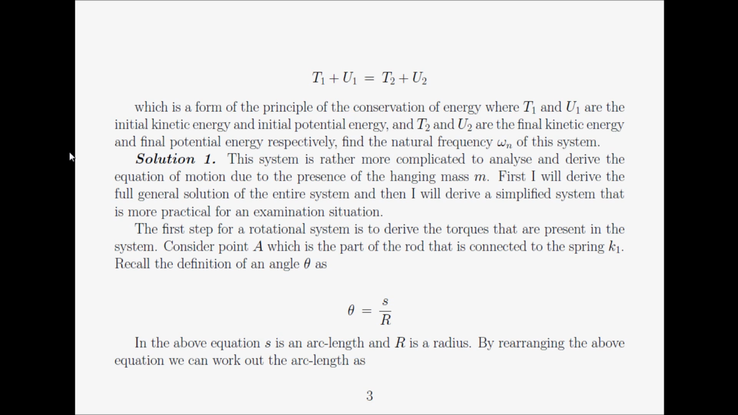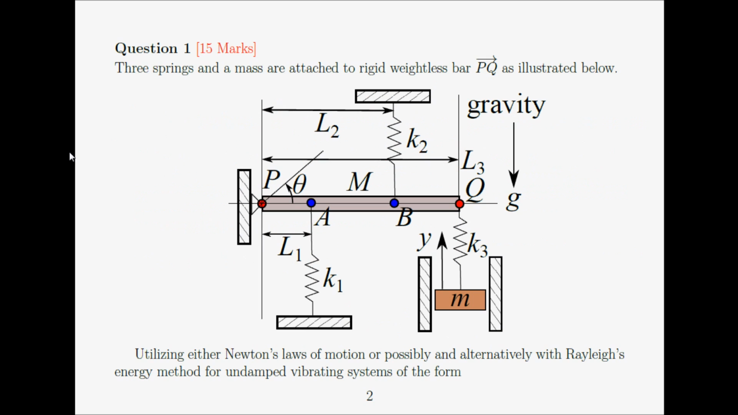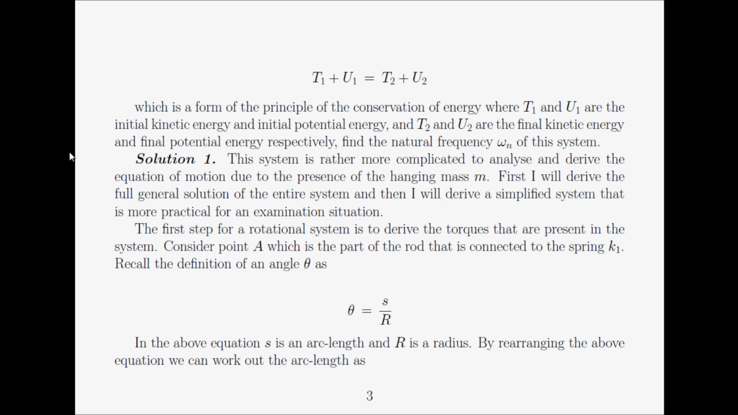Well, first things first, when we look at the system, we recognize that it is a rotational system, and there is a rotational displacement, and there is obviously a translational displacement for the end mass. Considering the definition of angle theta is arc length over radius, theta is s over r, theta is the angle in radians, s is an arc length in meters, and r is a radius in meters.